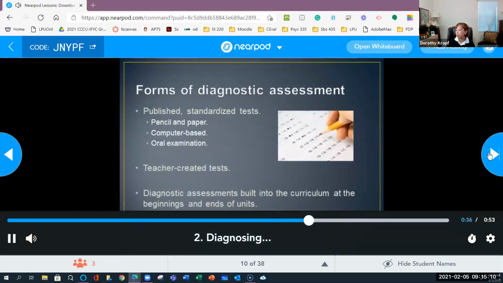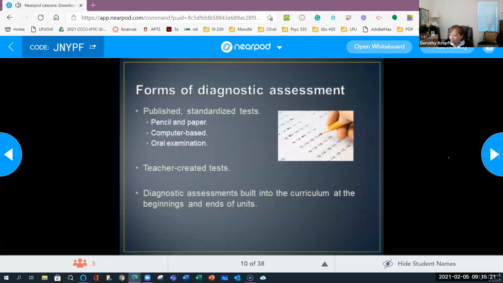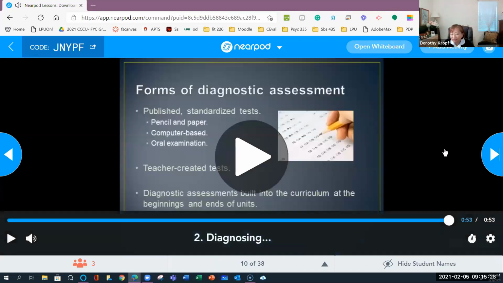There are various forms of diagnostic assessment. Some familiar ones are the published standardized tests that are common in classrooms today. These can be pencil and paper tests, they can be computer-based, or they can include one-on-one verbal interactions with the students. See, you guys are all right.